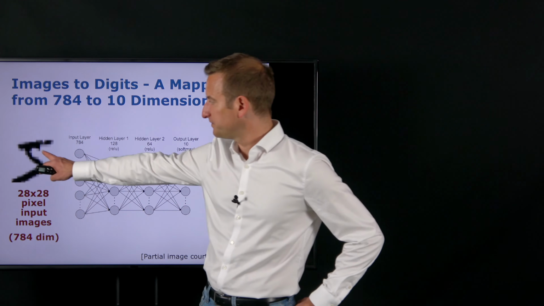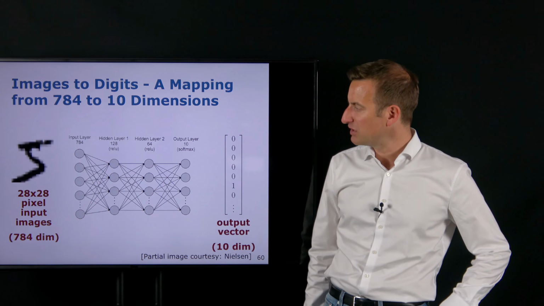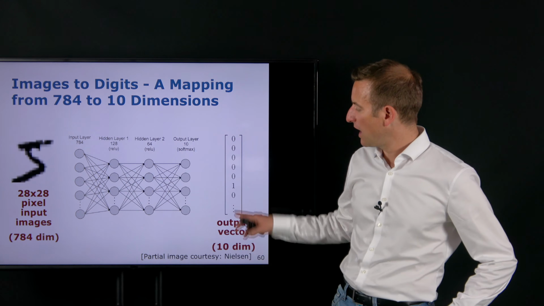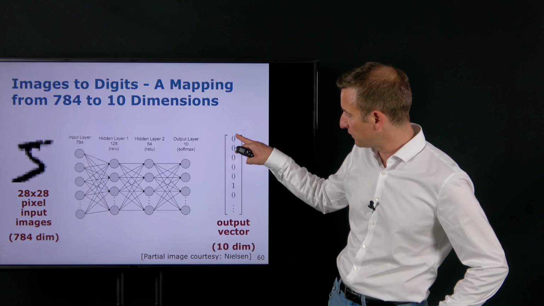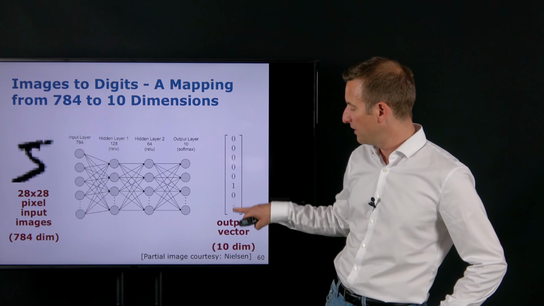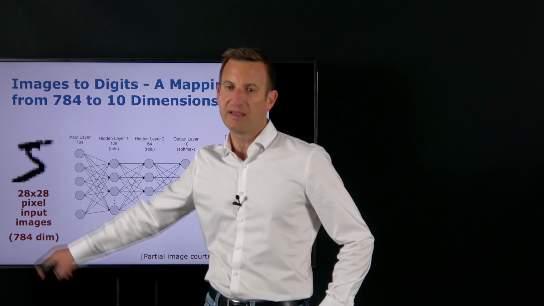So as the input to this network, we have this 784 dimensional input resulting from the 28 by 28 intensity values, and we want as an output a 10-dimensional output vector. So in this example, this is 0, 1, 2, 3, 4, 5 is active, and all others are 0. So this would be the perfect outcome for putting in this 5.